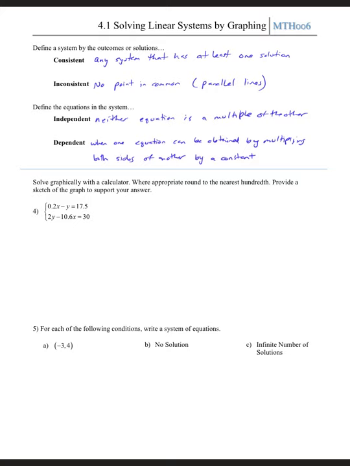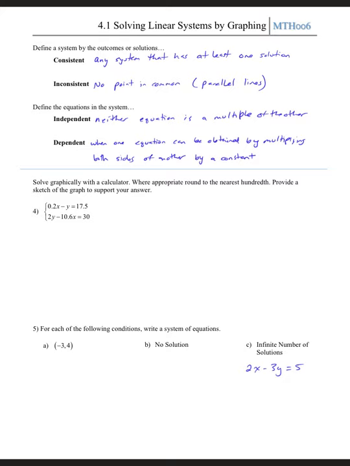We're actually going to skip over example 4 for now, and let's go to example 5, and look at 5c for an infinite number of solutions. This is where we're going to see that dependent. Example 5 says, for each of the following conditions, write a system of equations. So for 5c, if I write the equation 2x minus 3y equals 5, now if I multiply both sides of that equation by a constant, I'm going to create a dependent equation.